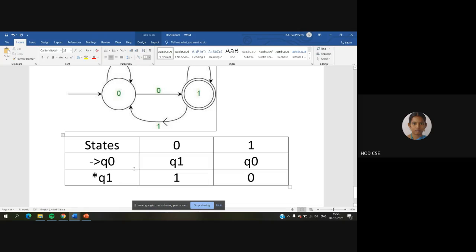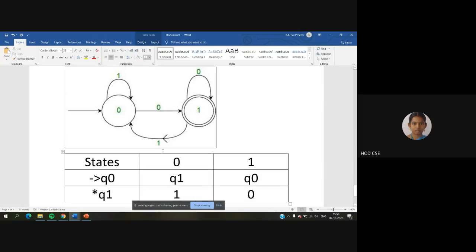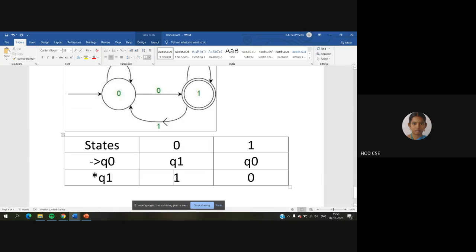Q0. Q1 to 0 goes to Q1. Q1 to 1, it goes to Q0. Is it clear now? Okay. I'm putting an arrow in front of Q0. Why? Because it is the initial state.